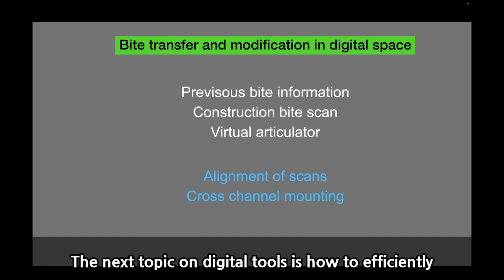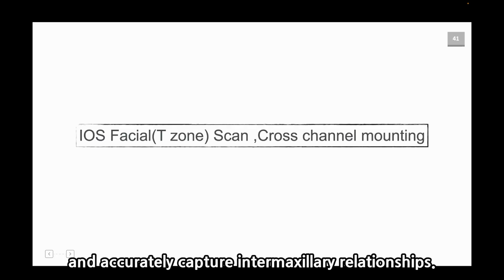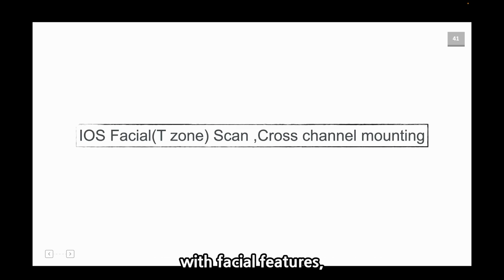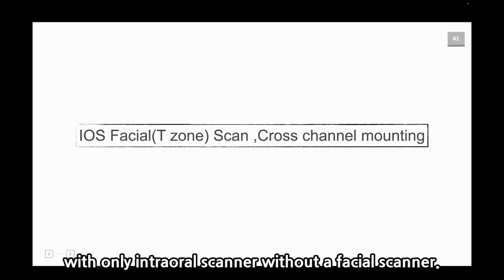The next topic on digital tools is how to efficiently and accurately capture the intermaxillary relationship. To harmonize full mouth prosthetics with facial features, facial information is necessary. A facial scanner can be the best option, but we will learn how to scan only the necessary area with only an intraoral scanner, without a facial scanner.